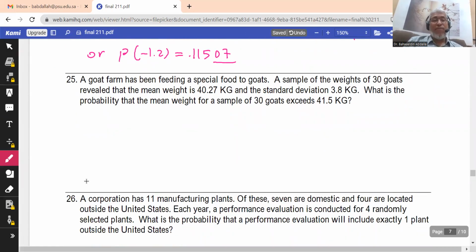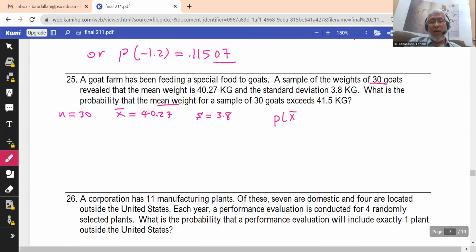A goat farm has been feeding a special food to goats. A sample of the weights of 30 goats, so this is the sample size n, revealed the mean weight, so this is the sample mean, and the standard deviation S of the sample. What is the probability that the mean weight for a sample?